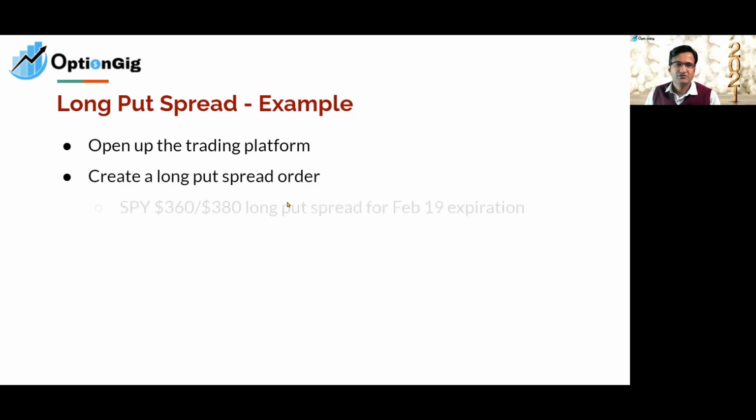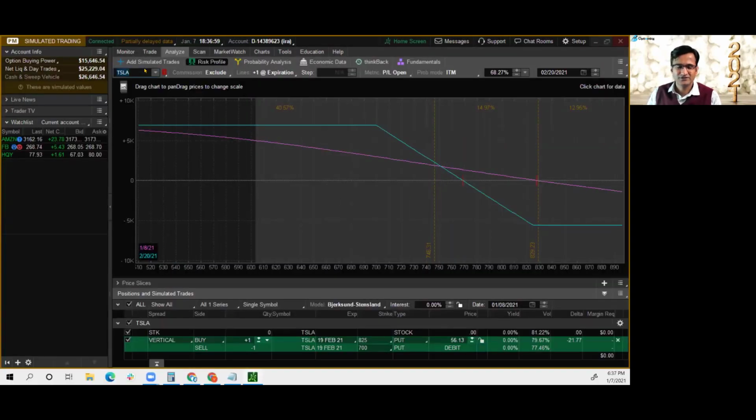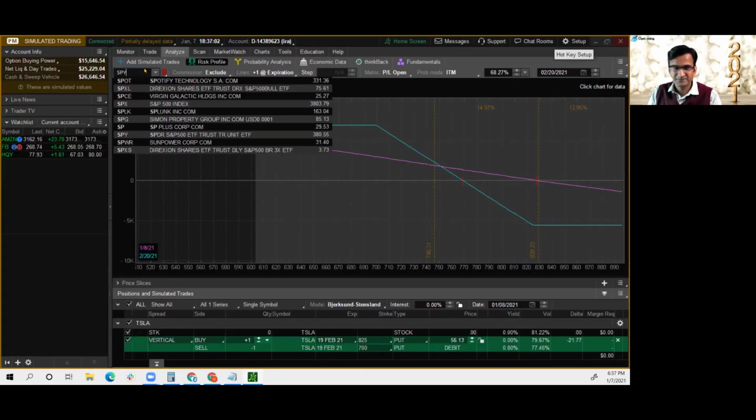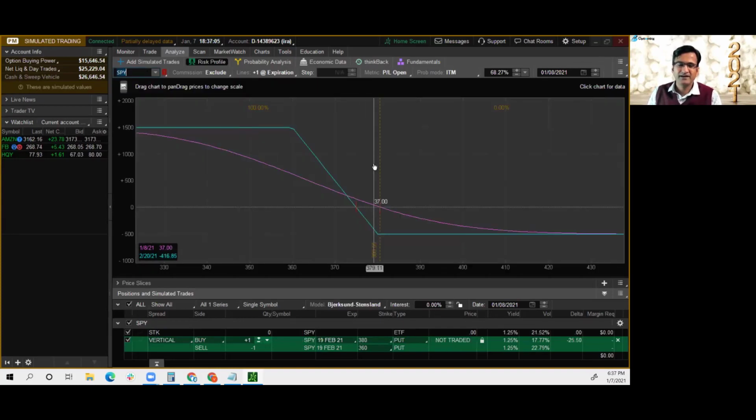So let's do a put spread example on SPY. Open up your trading platform and maybe buy some protection. S&P 500 is at 380. Is it too quick, too soon? Who knows? But if you feel it is too quick, too soon, and you think it will go down, and the rest of your portfolio is long, and you want to protect something if the market goes down, you don't want to sell the shares that you own, because that will involve your capital gain tax and all that stuff.